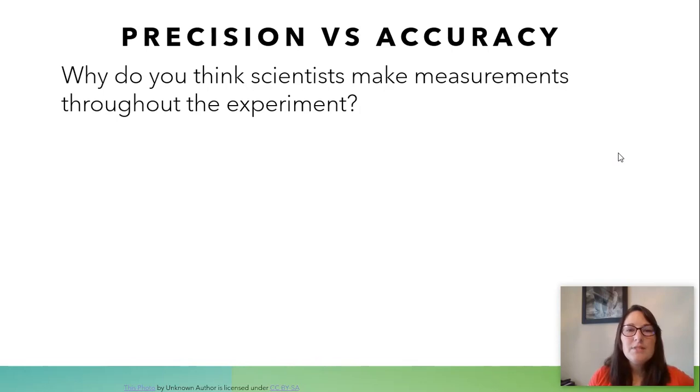Now, let's look at precision versus accuracy. So how precise and how accurate are you, and why does this matter? Why do you think scientists make measurements throughout the experiment? When a scientist is conducting an experiment, they're going to take measurements throughout. They're going to do this so they can see how precise and how accurate they are throughout their experiment. And this is going to help with errors, so they can catch errors earlier on and later. So it's going to help in being able to see when that error came about.